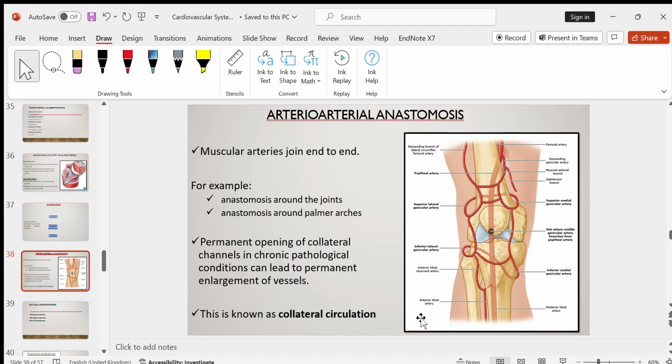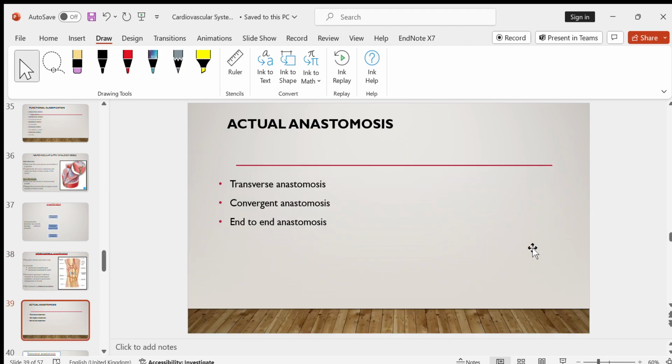Now, arterioarterial anastomosis is the one where two arteries join. An example is the anastomosis around the knee joint. This is a very important example of collateral circulation at the level of a joint. Arterioarterial anastomosis is further subdivided into another type, that is called the actual anastomosis.